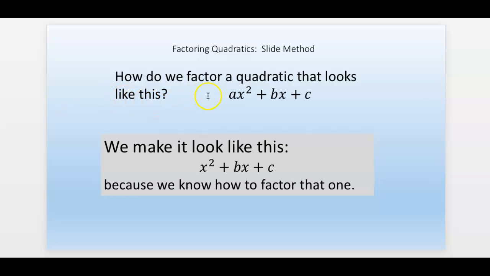Basically, how do we factor one that looks like this? We just make it look like this. We take the a and slide it back times the c. So we make it look like that, and then factor the quadratic that looks like this, where a is 1, because we know how to do that.